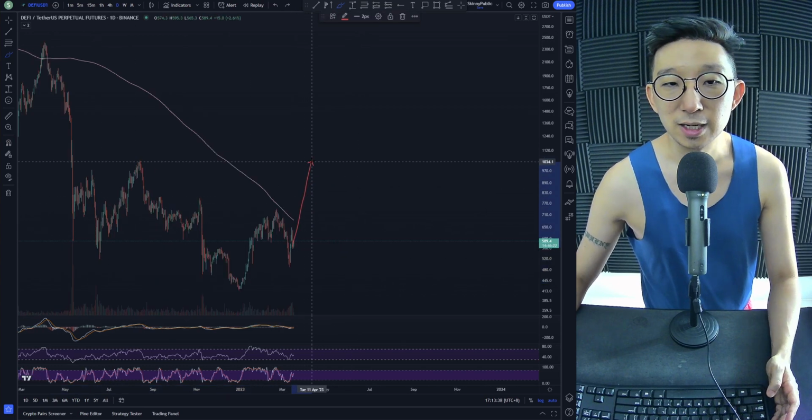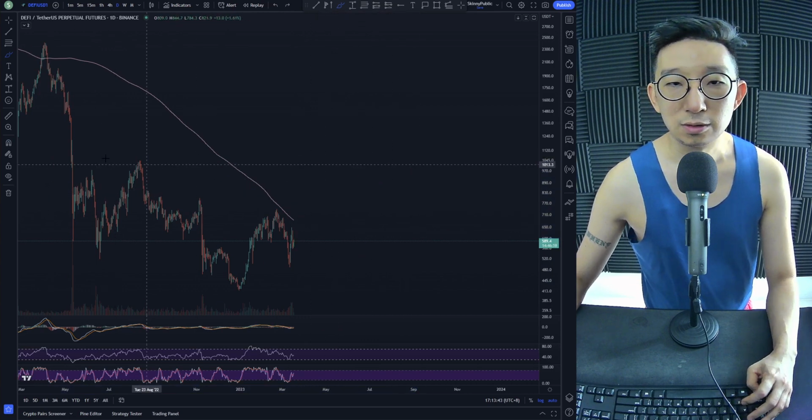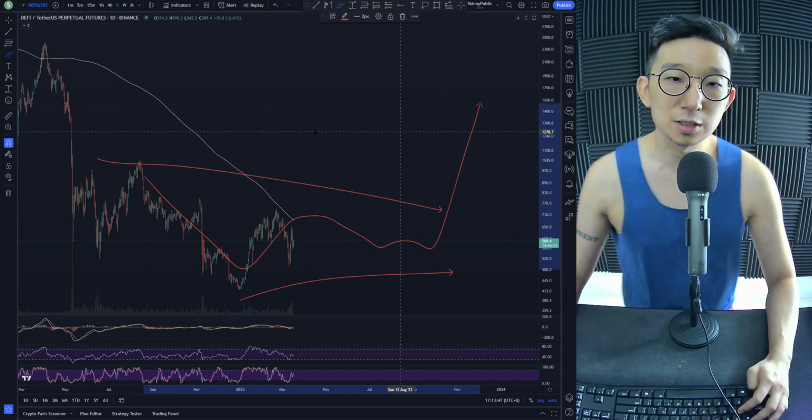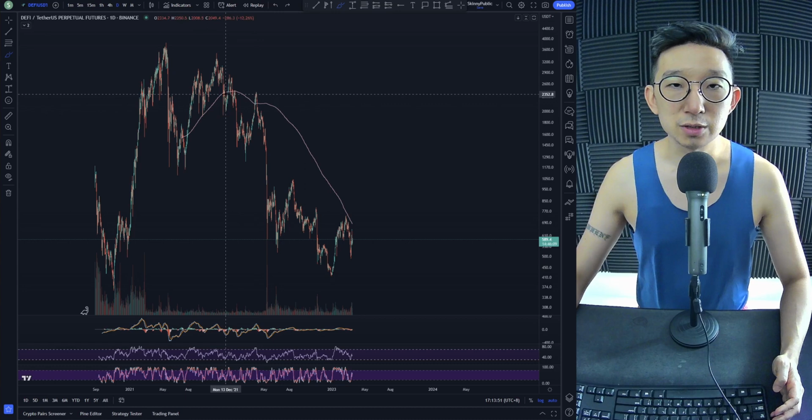Of course, if we rise back up and form an inverse head and shoulders, great. Or we get a symmetrical triangle over here, great. There's a chance that we could be reversing back up, sure. But again, we're still under the skinny pink line.